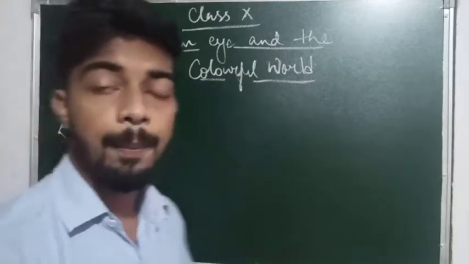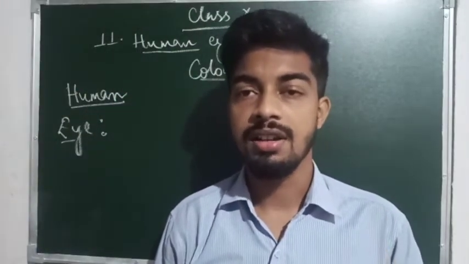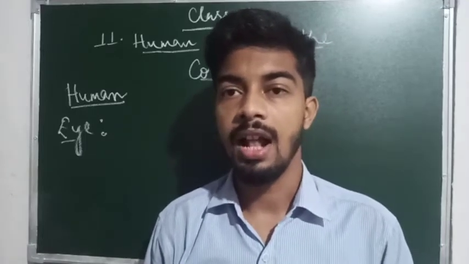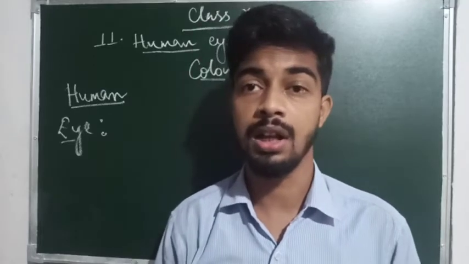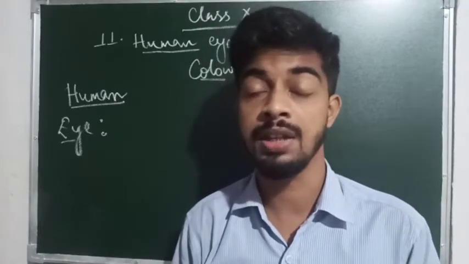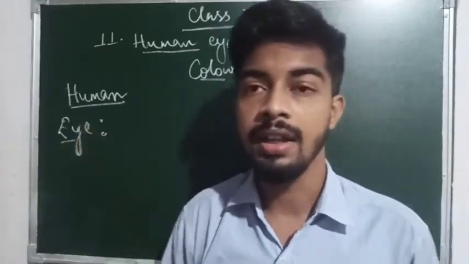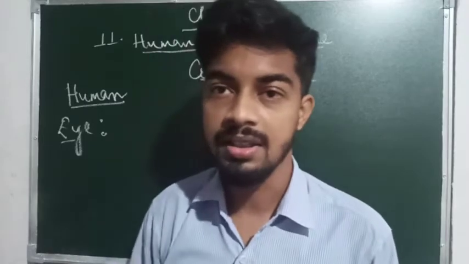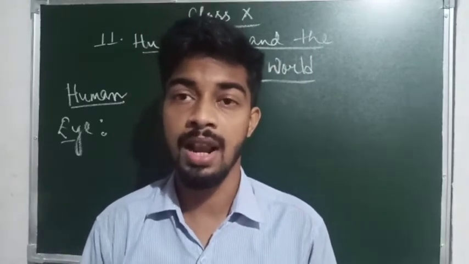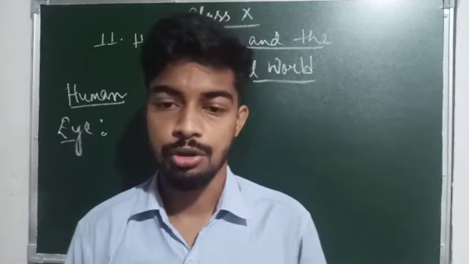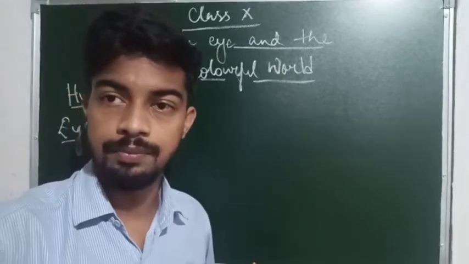So the human eye, that is a part of our body, is a very interesting organ. It helps us to see different types of objects. We can know about different colors, we can visualize different colors. Everything is possible by the help of our eye, and it has some special parts which help us to see and to analyze the world around us. Now let us see the different parts of the human eye.